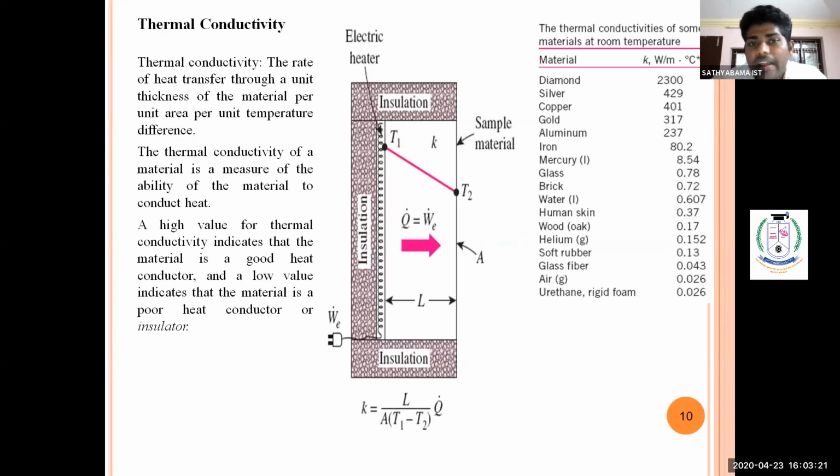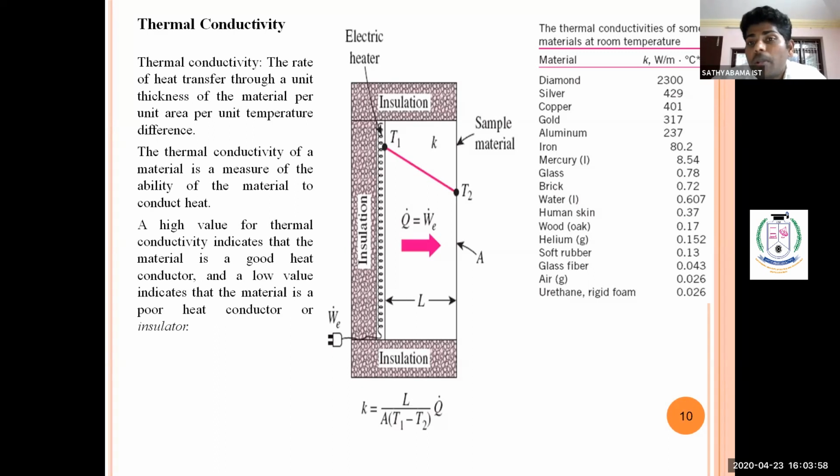What is thermal conductivity? It is the rate of heat transfer through a unit thickness of the material per unit area and unit temperature difference. Thermal conductivity of a material is a measure of the ability of the material to conduct heat. In the last slide itself I said what thermal conductivity is. Suppose I am considering this material as copper. How much this material conducts heat, to find that we use thermal conductivity.